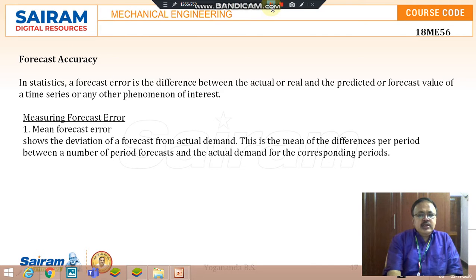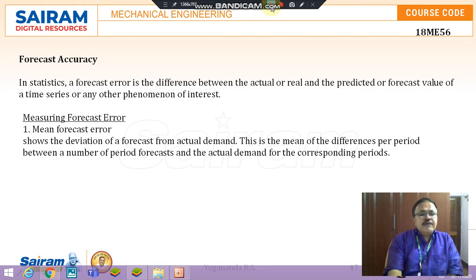If the predicted values are equal to the actual sales, then we say that whatever prediction is done is very accurate. If the actual sales is different from the predicted sales, then we say that we have made a mistake. It will be called the forecast error. So it is the difference between the actual sales and the predicted sales.